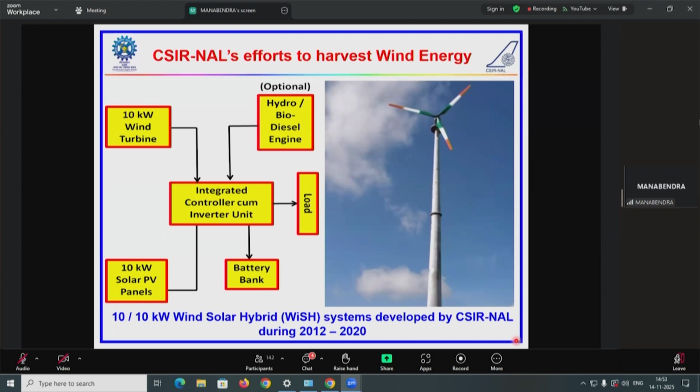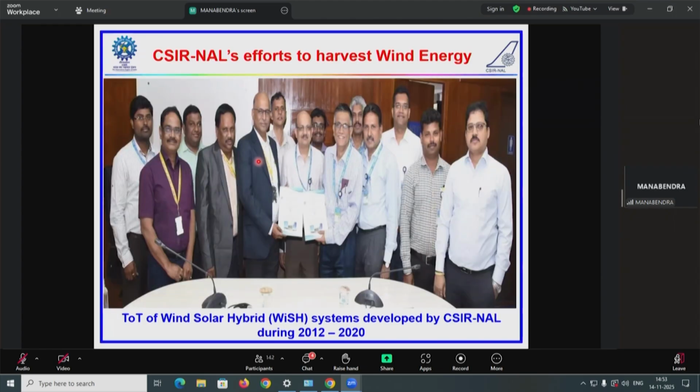So this architecture also has the option of absorbing any other form of energy, and we had an integrated controller cum inverter which could work in both islanding as well as anti-islanding mode of operation. Eventually, what a lab like NAL does is, once we demonstrate the prototype, we ourselves don't take up the production or the marketing or commercialization. We tie up with the MSMEs or with any companies who show interest in taking our technologies to the market.